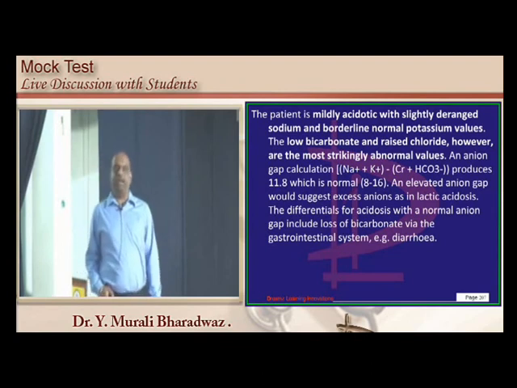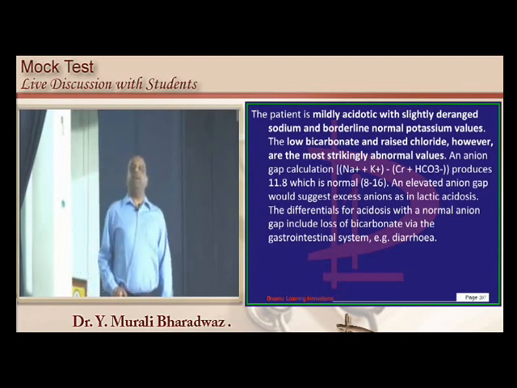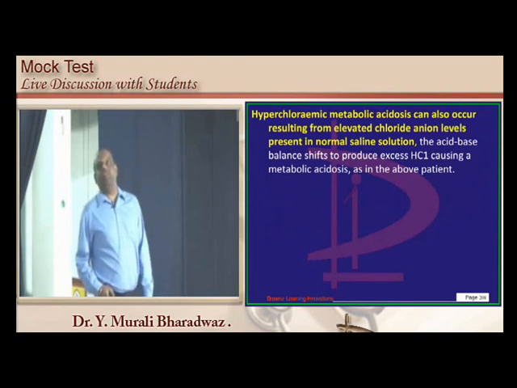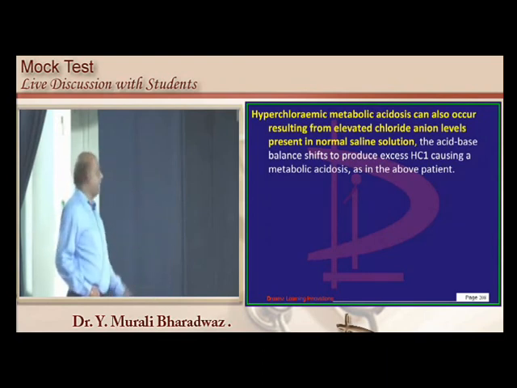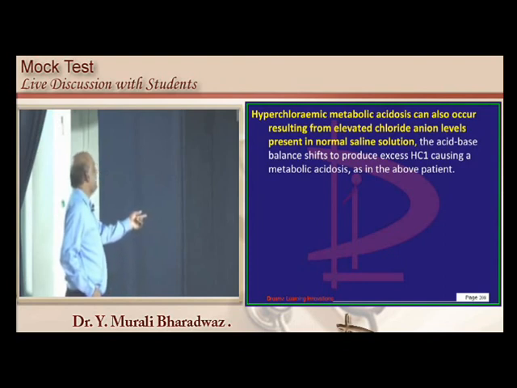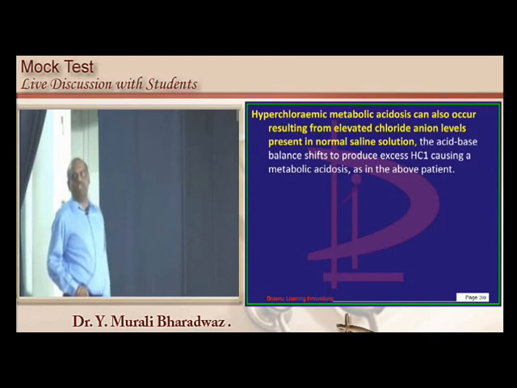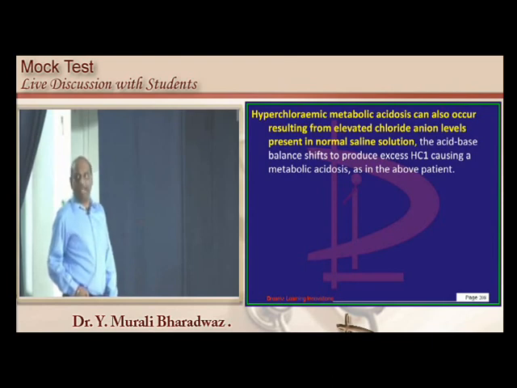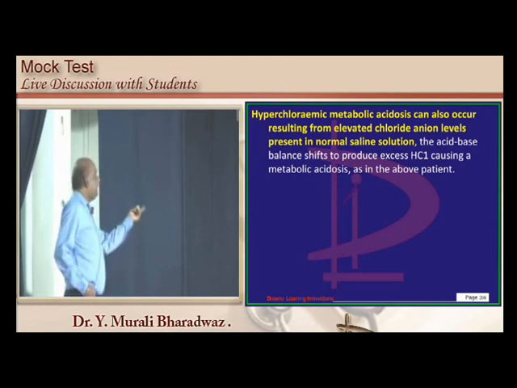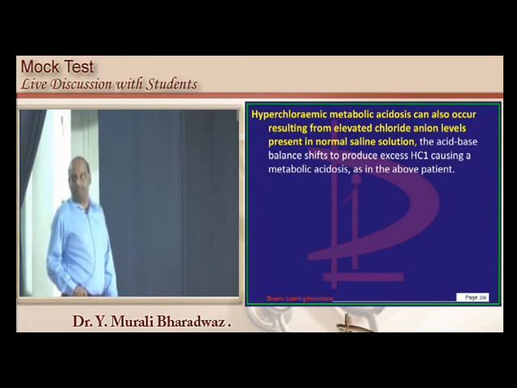What is the other name given for it? Hyperchloremic metabolic acidosis, which can very much occur. So what is the anion gap in his case? Sodium plus potassium minus chloride plus bicarbonate. So 147 plus 3.5 is how much? 150 minus 119 plus 19, how much is that? 138. 150 minus 138 is around 12.